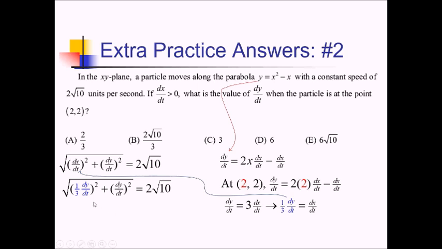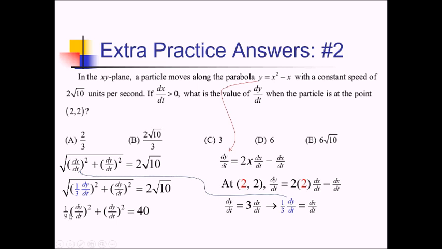On the left side, and by the way, when I'm doing this, I'm also going to square this 1/3 dy over dt. So on the left side, I'm going to have (1/3 dy over dt) squared plus (dy over dt) squared. And this dy over dt in here actually is still going to be squared. So no square root, 1/9 dy over dt squared plus another one of those equals, now I have to be careful, I'm going to be squaring the 2 and the 10, so that's 4 times 10, or 40 on that side. Next, I'm going to combine like terms on the left side.